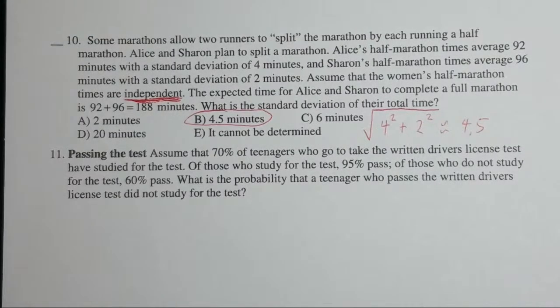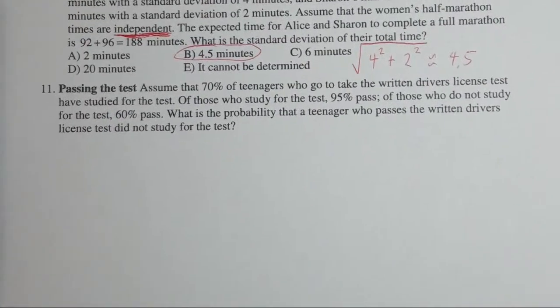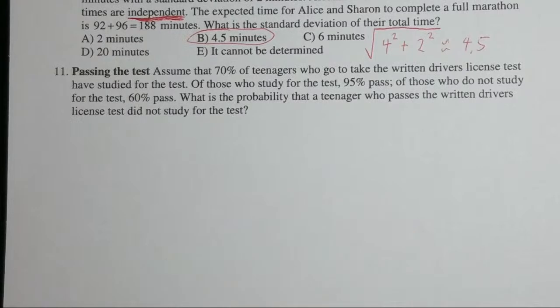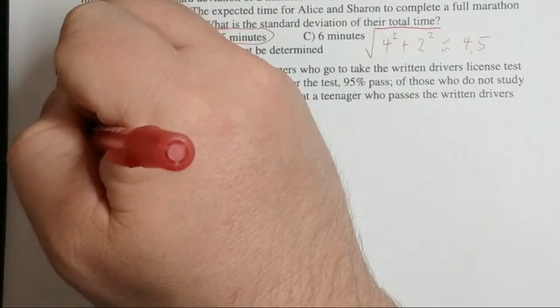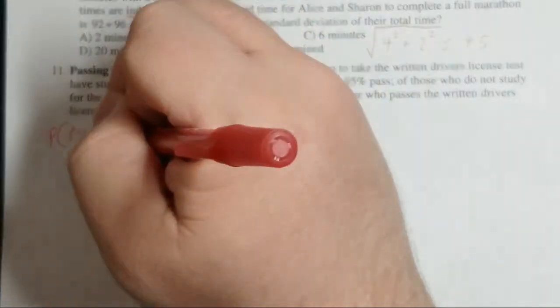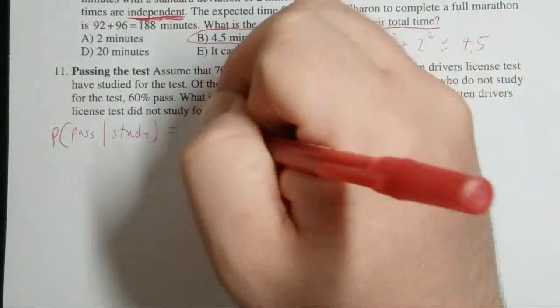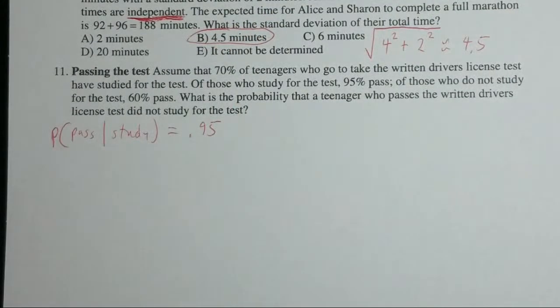Let's talk about number 11. Passing the test. Assume that 70% of teenagers who go to take the written driver's license test have studied for the test. Of those who study for the test, 95% pass. All right, hold on. I'm not even going to read the rest of the question just yet. I got to take care of that statement. Of those who study for the test, 95% pass. The probability of passing, given that you're only looking at those who study, is 0.95.